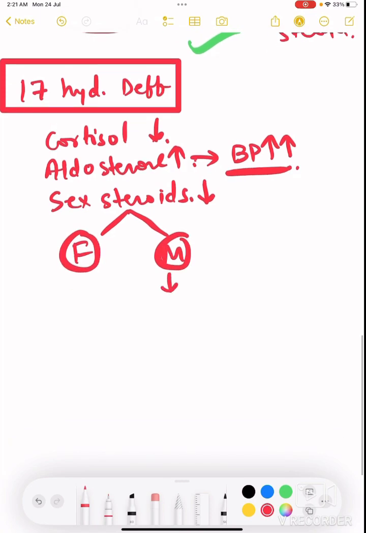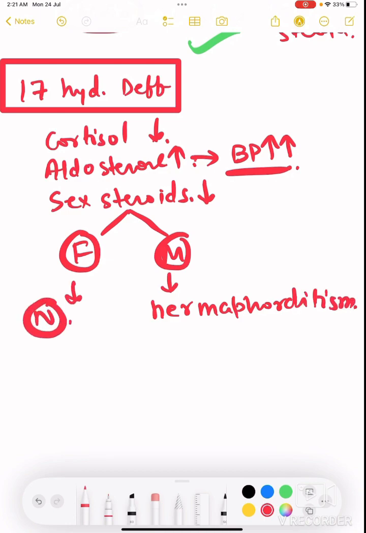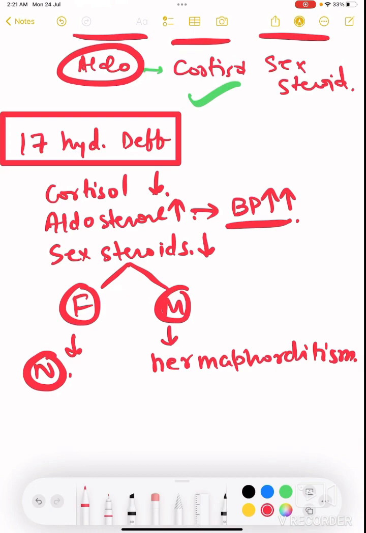If the baby is male, then due to absence or lack of sex steroids, there will be hermaphroditism, right? And if the baby is female, then it will be normal, right? Because sex steroids are mainly important in male babies for the development of genitalia, right? If sex steroids are absent, then the male genitalia will look small or ambiguous, right? So I'm writing ambiguous genitalia.